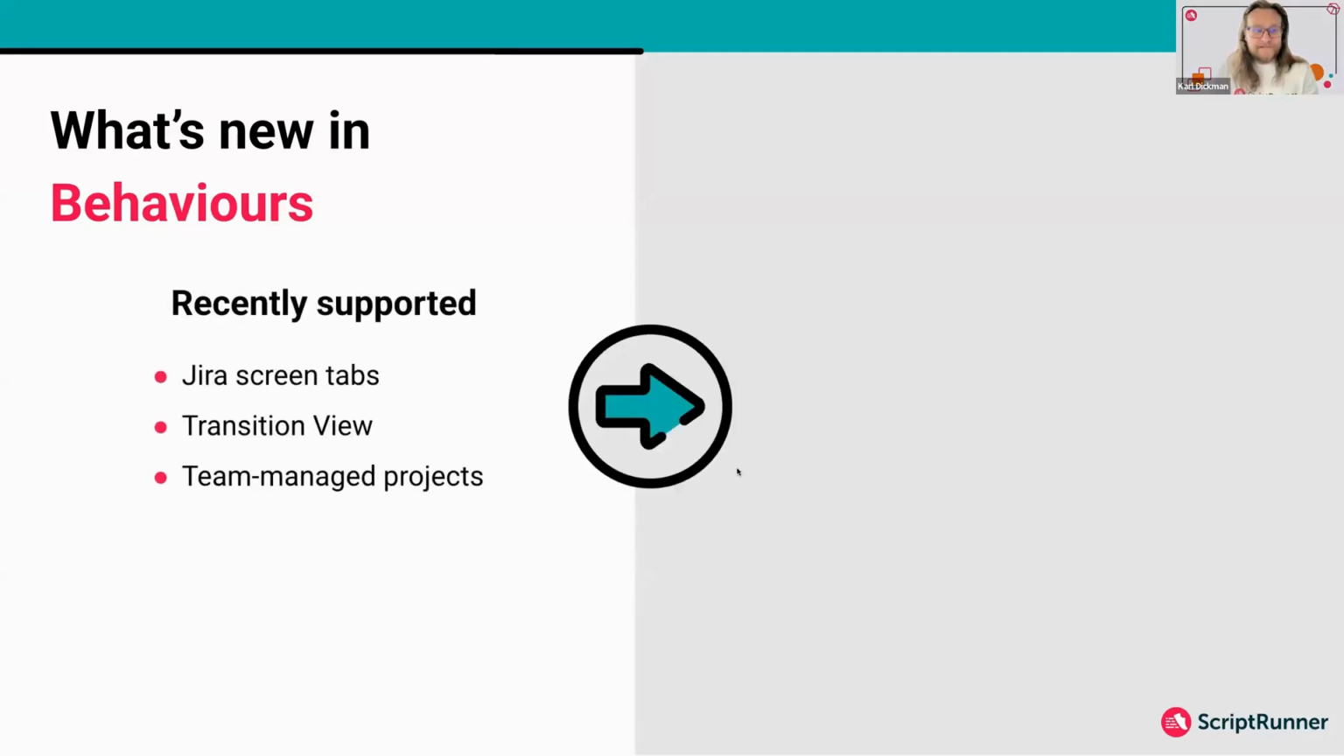Yeah, and I've seen some of the questions as well, so we can go through those at the end. So yeah, we've had lots of support recently released for the UIM in behaviors, which we've been implementing as we go along. Transition view for behaviors was a new one in the new year, which we managed to implement as well. And we now support team managed projects on behaviors, which was released, I'm going to say recently. I think in the last 2 months we released support for team managed projects as well.